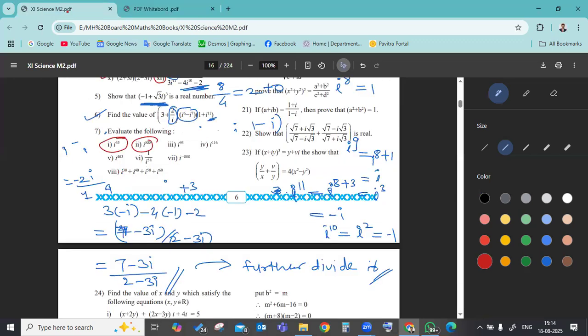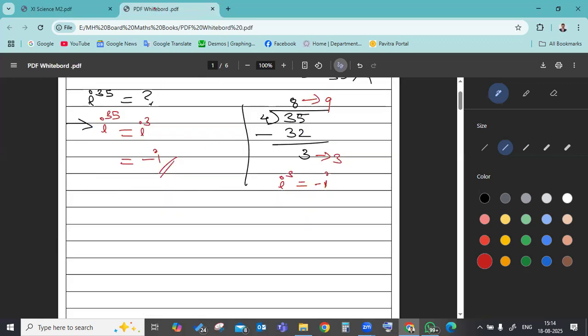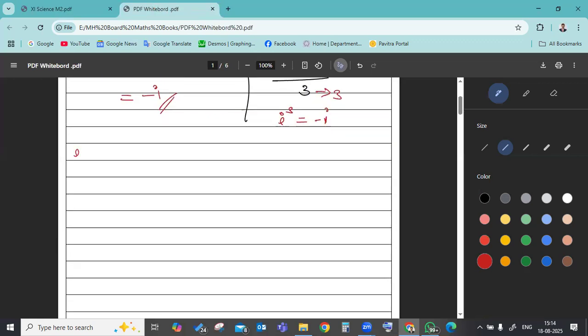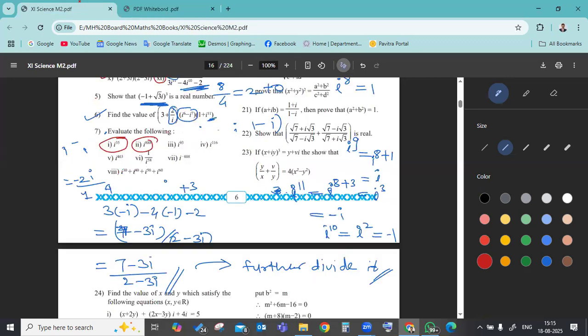Solve this: I raised to 888. Can this be simply simplified like 4 into 222? So this becomes I raised to 4 raised to 222. So it is 1 raised to 222, simply 1. Next.